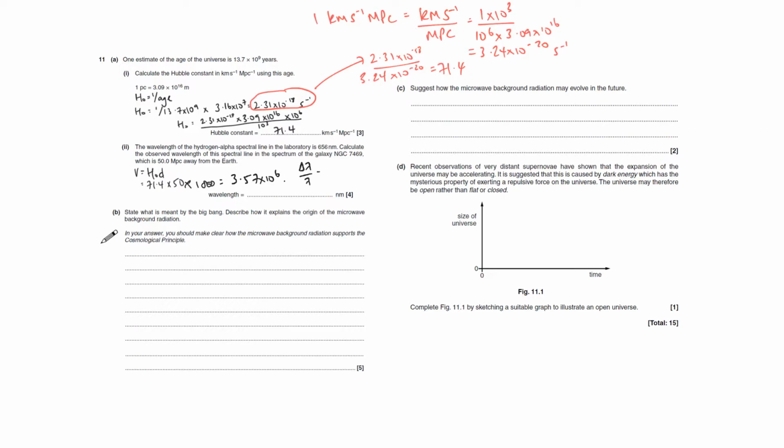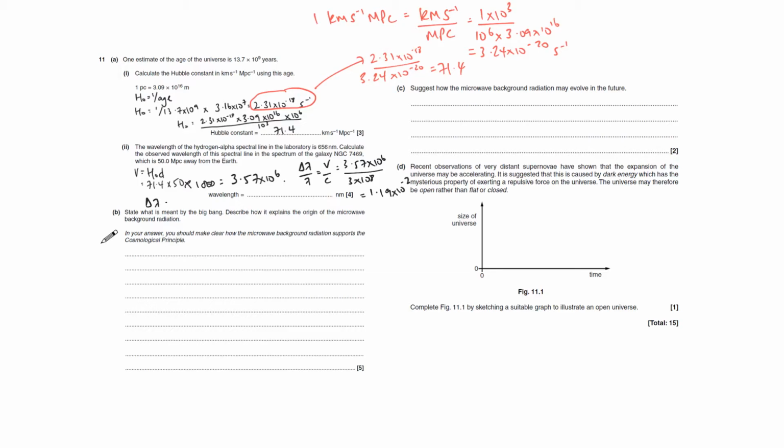Now our equation, delta lambda over lambda equals V over C, which of course equals Z as well. So that's 3.57 times 10 to the 6 is our velocity, and then the speed of light 3 times 10 to the power of 8. So that comes out from a calculator to be 1.19 times 10 to the minus 2, and that's our value for Z.